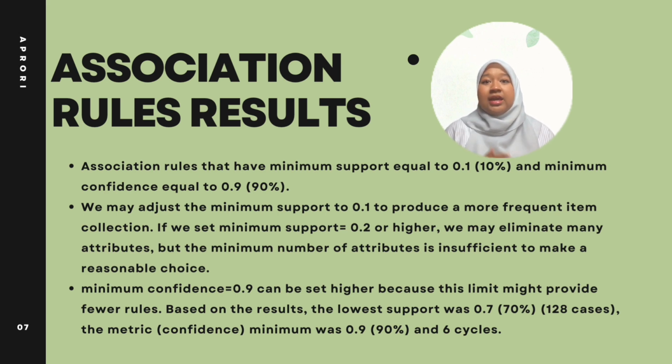Based on the result, the lowest support was 70% equal to 128 cases. The metric confidence minimum was 90% and 6 cycles. As indicated in Table 4, we identify the optimal rules. The default setting for number of best rules for Apriori algorithm is 10, and the result shows that social coherence dominated with the highest number of best rules generated, which equal to 10 rules.